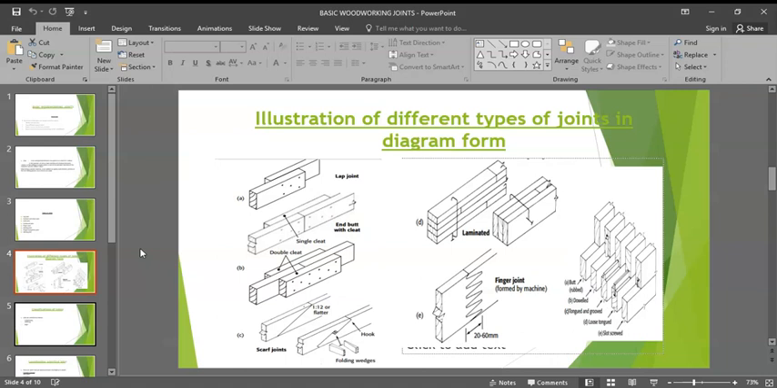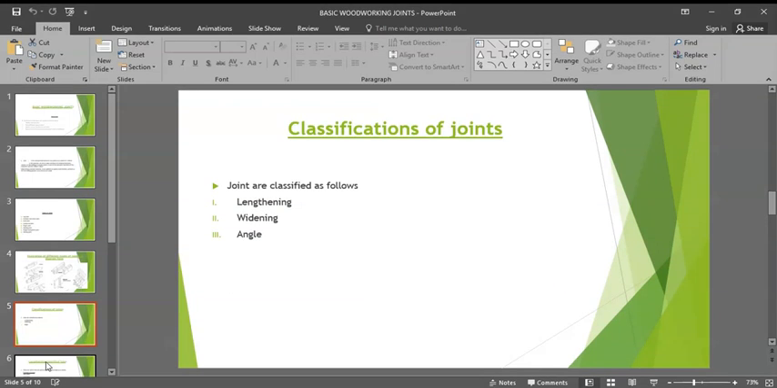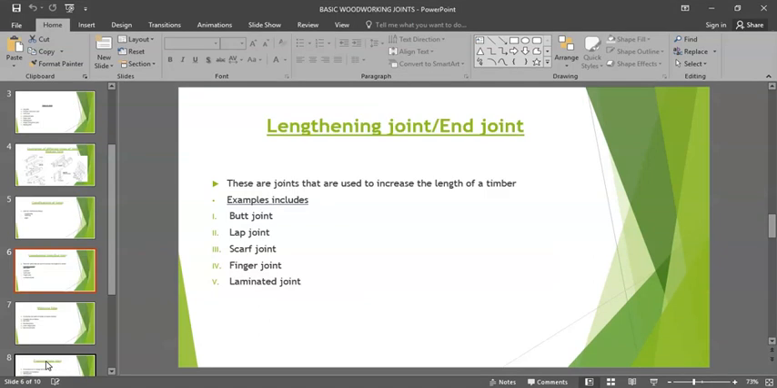Then classification of joints. Joints are classified as follows. The first one is lengthening joint, the second one is widening joint, then the last one is angle joint. Lengthening joints, or end joints, are joints used to increase the length of a timber.